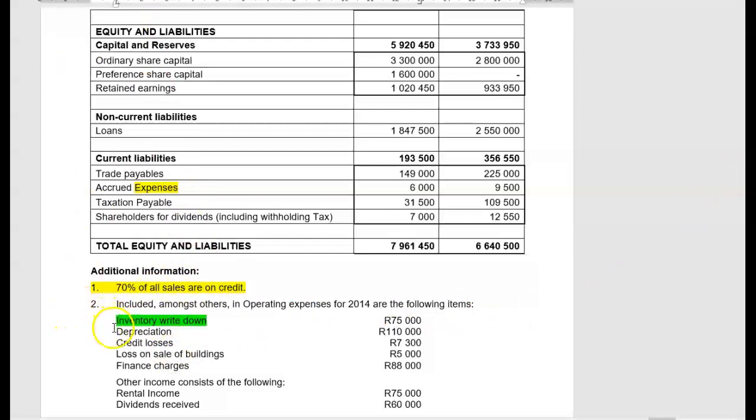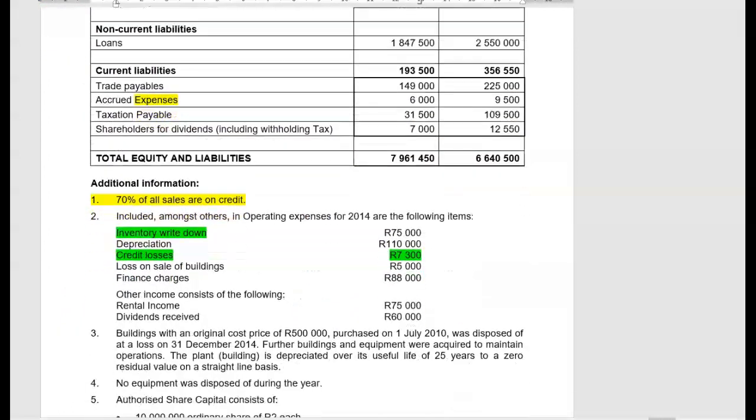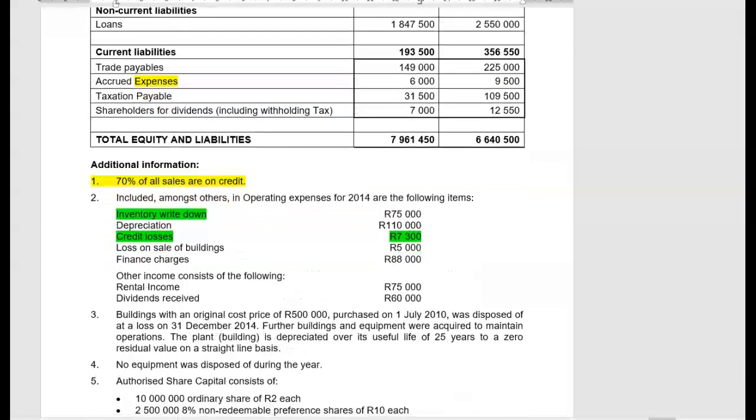Just want to mark that one. Depreciation, credit losses of 7,300 Rand. Guys, does credit losses that you write off affect your debtors account? Yes, for sure it does. So therefore I must make an adjustment for that.